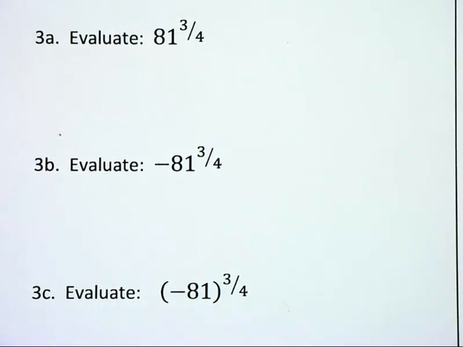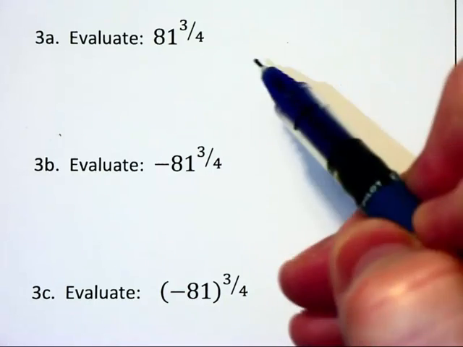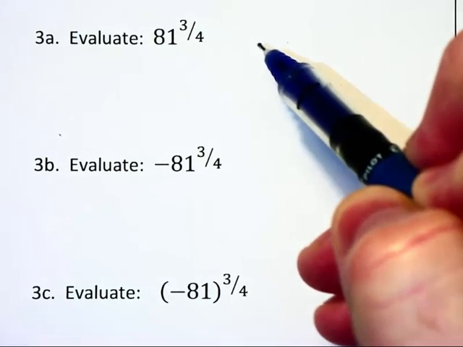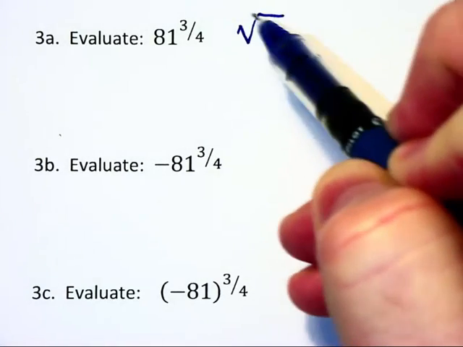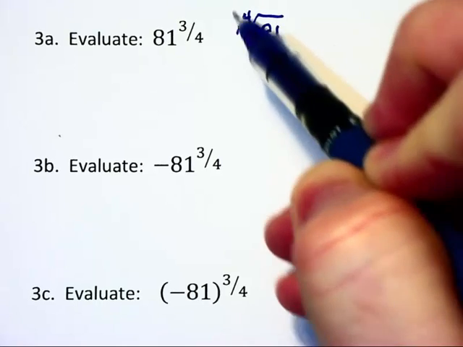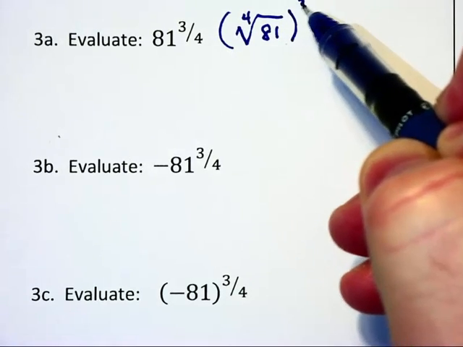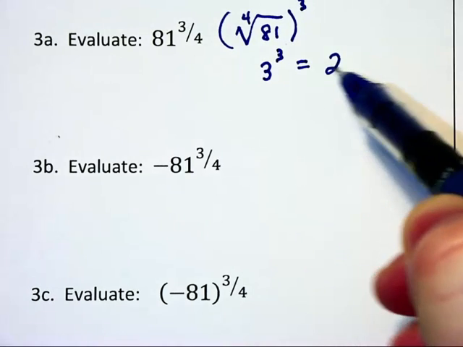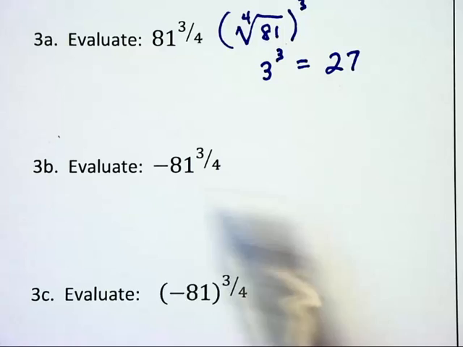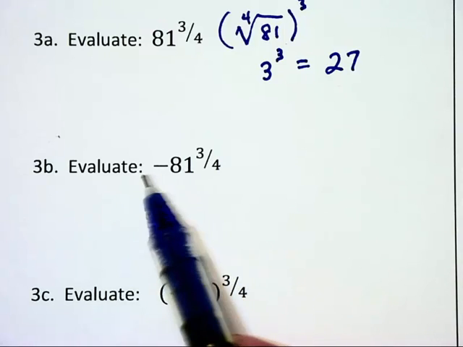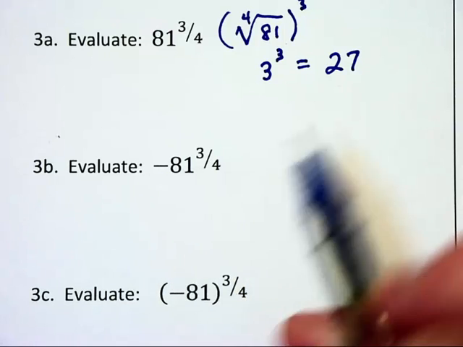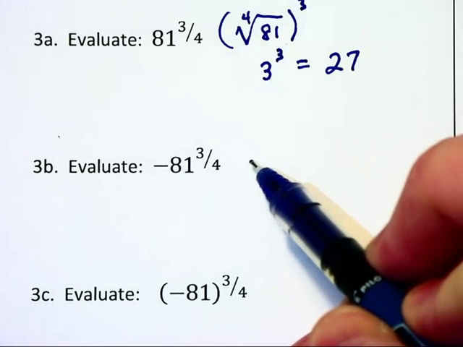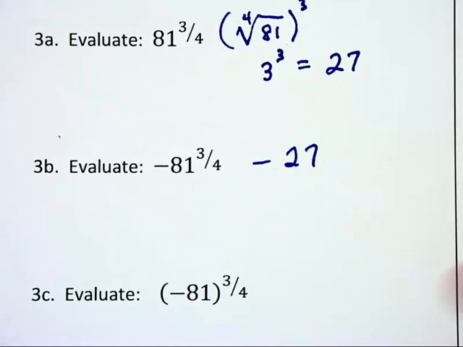Now if you look at the next few problems, they all appear to be very similar to each other, except that the negative is written in a different place. In this first one, we don't have a negative. I'm going to start by saying I've got the 4th root of 81, which I'm going to then cube. That becomes 3 cubed, which is equal to 27. In the second problem, the negative is out front, and so we don't have an issue at all. That just becomes negative 27.